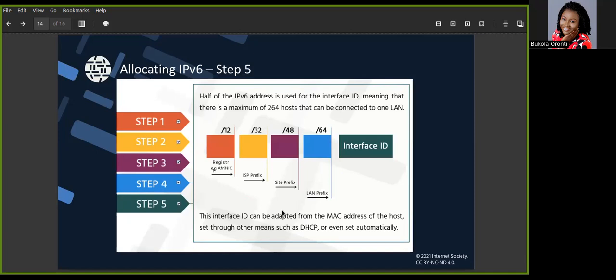So this is an example of a breakdown of how this allocation goes. This is just an example; it's not strictly what you can get from them. From IANA, Afrinic, the regional registry, receives a /12. An ISP receives a /32 from Afrinic. An organization receives a /48 from an ISP, and then maybe a unit or subunit within an organization receives a /64 based on its own LAN.